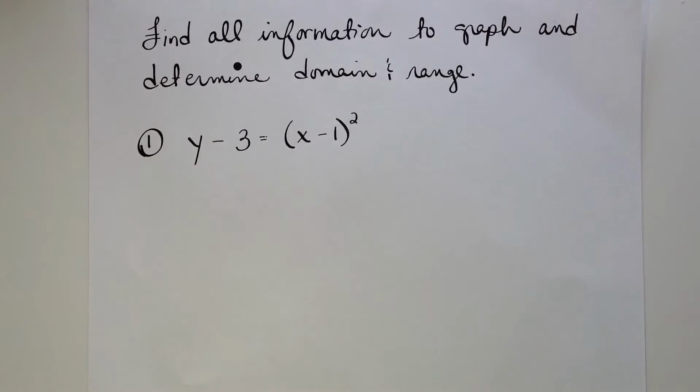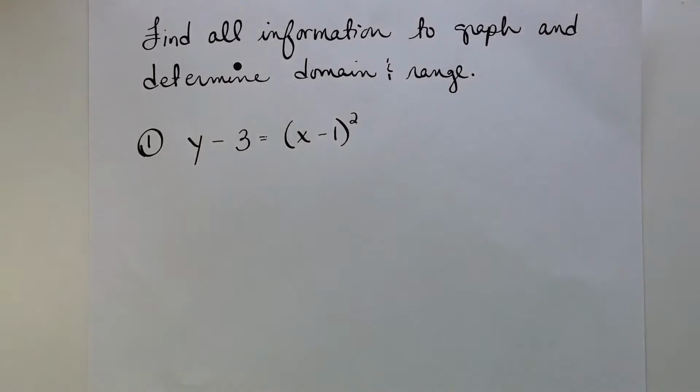Okay, now we're going to look at actually finding all of this information I've been talking about and also doing the graphs. So as it says, to find all information to graph and determine domain and range. So we'll figure out domain and range last. But when you're asked to find all information, as I go through this example, of course, I'll be labeling each thing that I find.